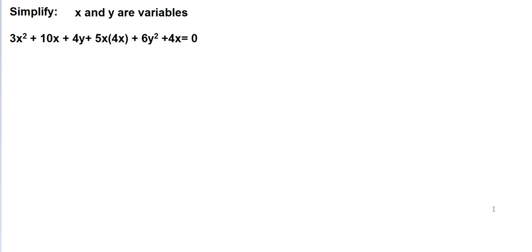So if you take a look here on the screen, you'll see an example of this. Underneath the instructions is an equation that has many, many terms present in it. And what you're asked to do is to simplify it. In other words, you want to take these terms and reduce them down to the fewest number of terms possible by combining terms that are alike.